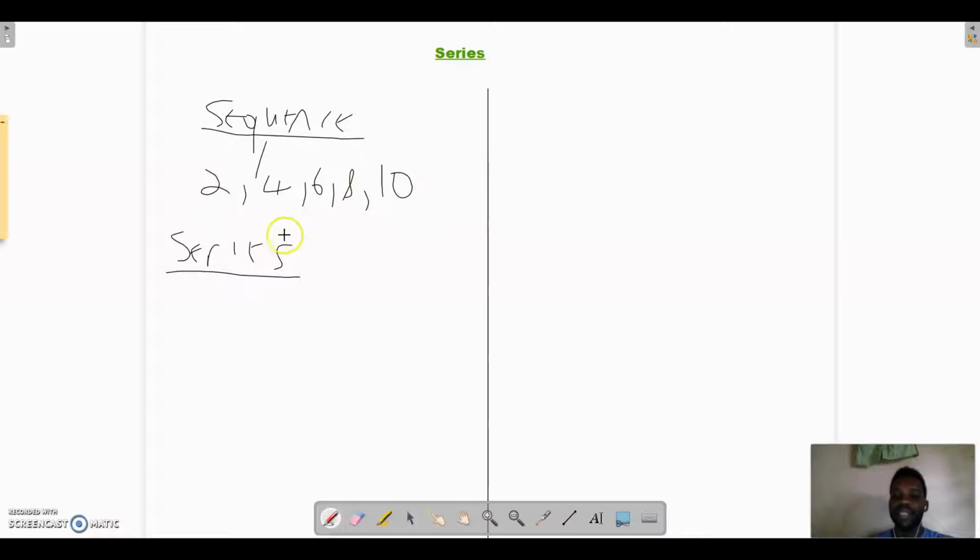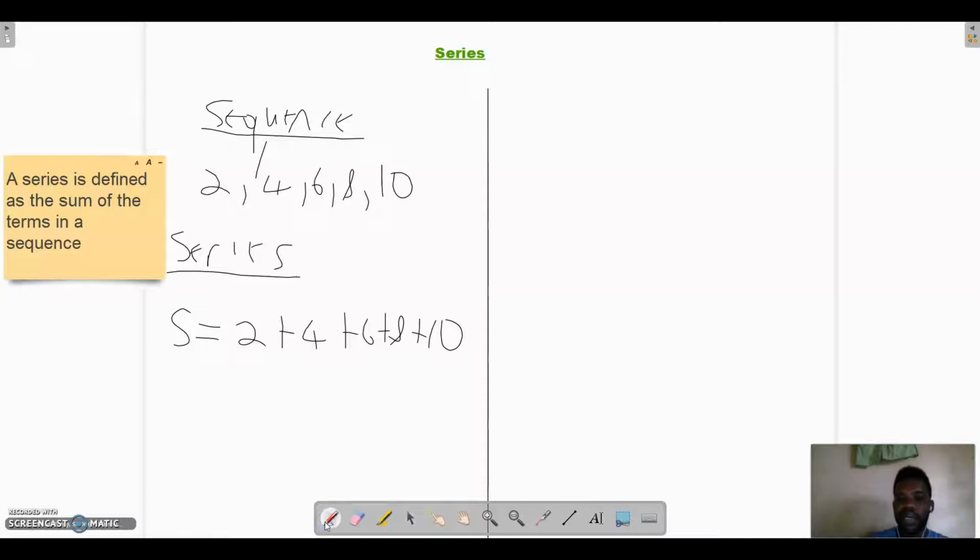Now, what is a series? A series is really the sum of the terms inside of a sequence. So if we were to take these terms and add them, let me call the series S. The series produced from this sequence would be 2 plus 4 plus 6 plus 8 plus 10. So by adding the terms in a sequence, we actually produce what is called a series.